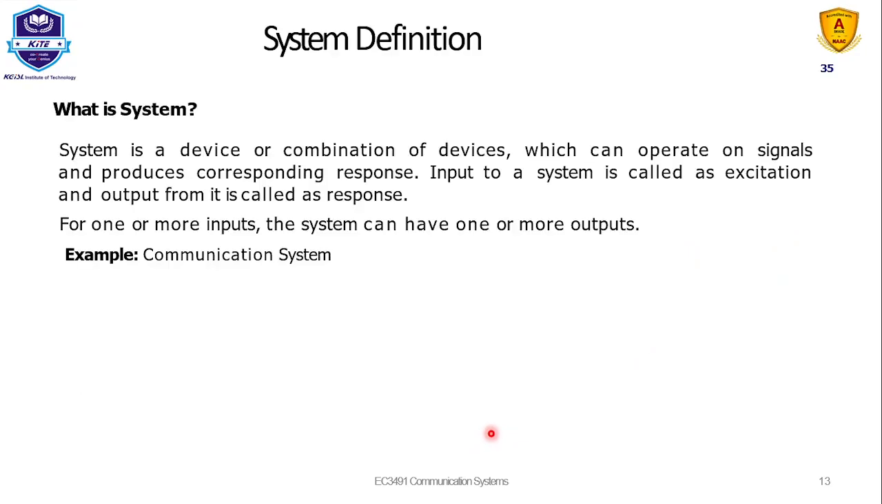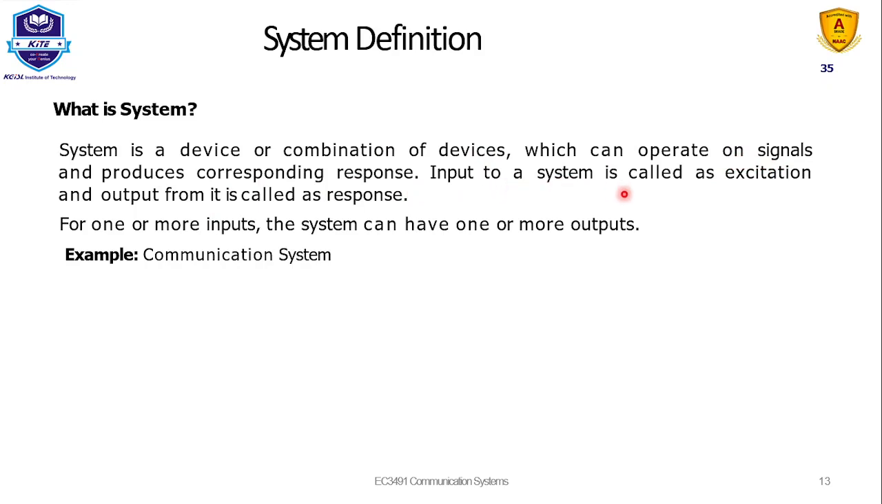So what is a system? When we talk about signals, we talked about the signal representation in terms of audio format, video format, text format, etc. Now in terms of systems, the signal is an input quantity, which we need to be processed in some device. So this is a device or combination of devices which operates on the inputs given. The input here is the signals, and it produces the corresponding output.